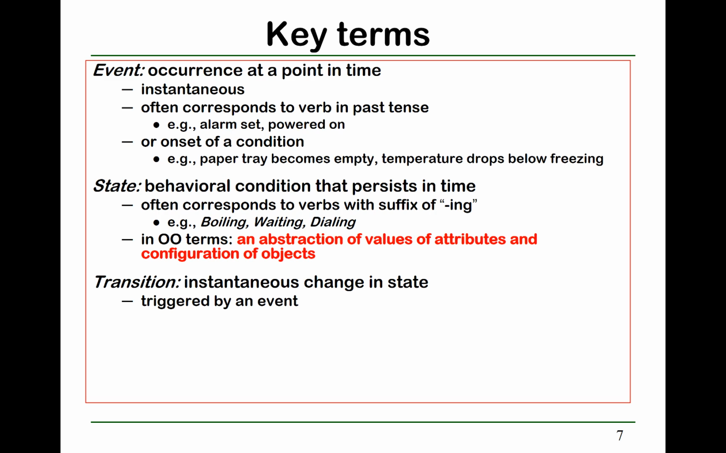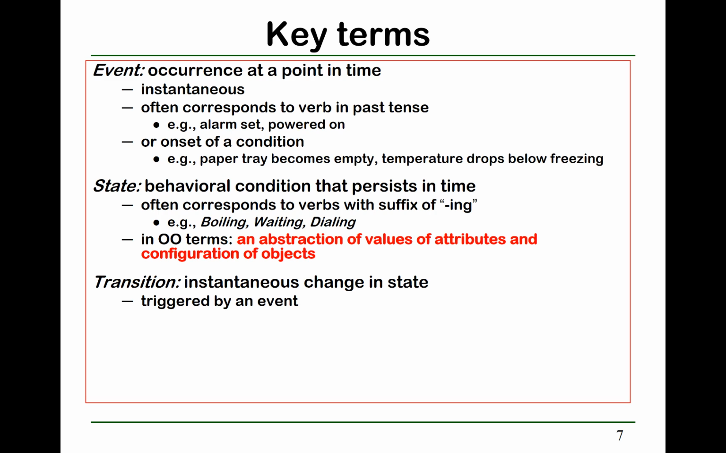Of course, as we said, this is a model. We abstract away the details, so we treat an event as taking zero amount of time, happening at a point in time. States are behaviors, conditions that persist in time. So a state means that this thing lasts for some time. For example, the water is boiling, or you are waiting, or you are dialing a telephone.